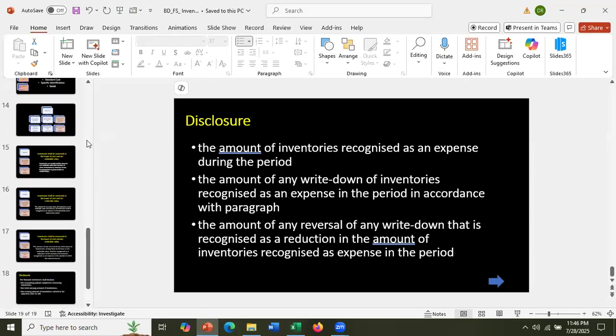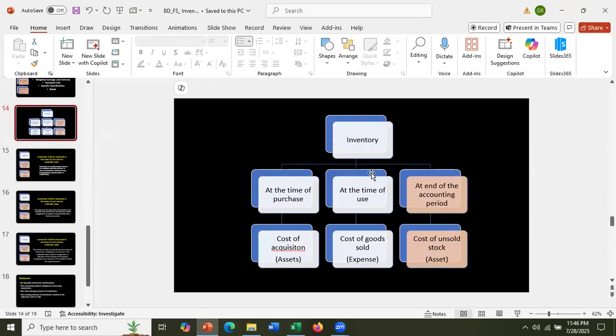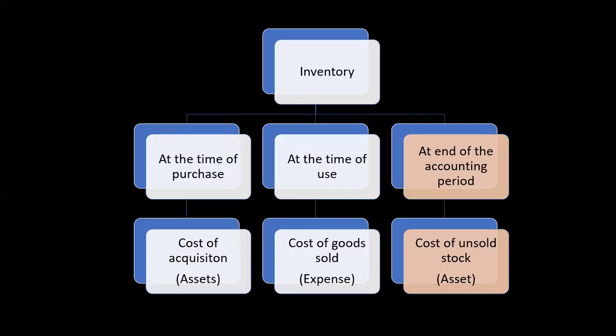So the entire purpose is to understand this: the inventory at the time of purchase, inventory at the time of use, and inventory at the time of preparing the balance sheet. Measurement of asset, measurement of expense, and measurement of the unsold stock, which is also an asset.